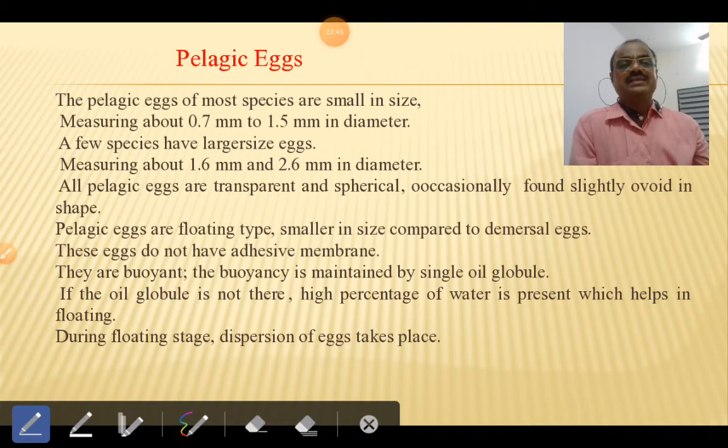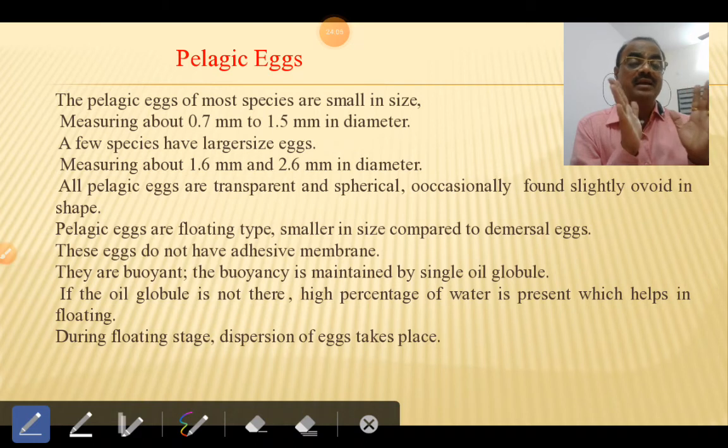The pelagic eggs of most species are small in size, measuring about 0.7 millimeter to 1.5 millimeter in diameter. A few species have large eggs, measuring about 1.6 millimeter to 2.6 millimeter in diameter. All pelagic eggs are transparent and spherical, occasionally found slightly ovoid in shape.